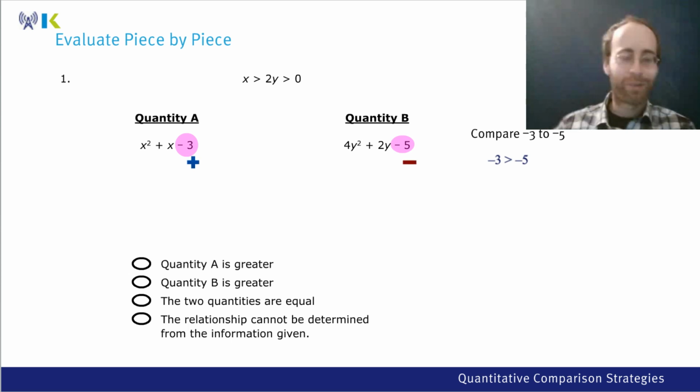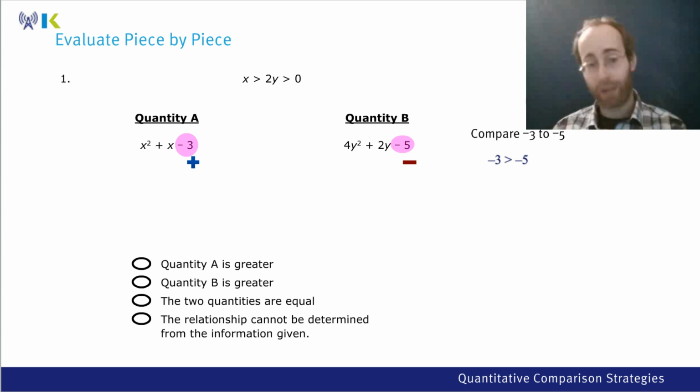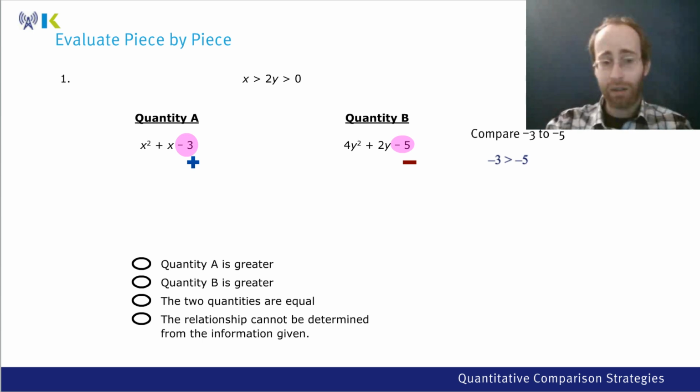Whoop, there we go. So we get a plus sign under the -3 and a minus under the -5 to indicate that in one case, quantity A had a bigger component than quantity B. Now that doesn't mean that quantity A is bigger. We can't just stop here. We have to compare all of the components.